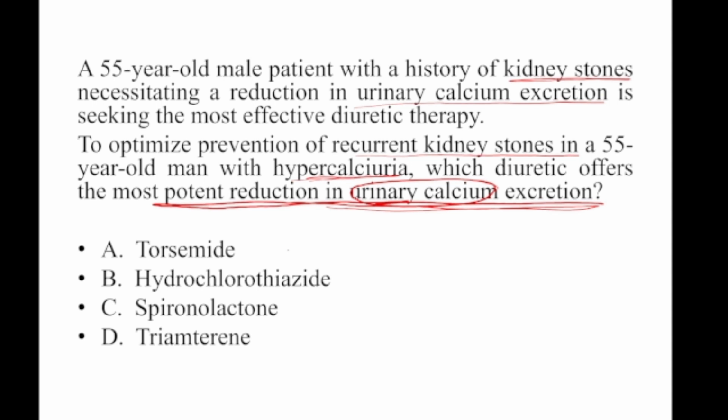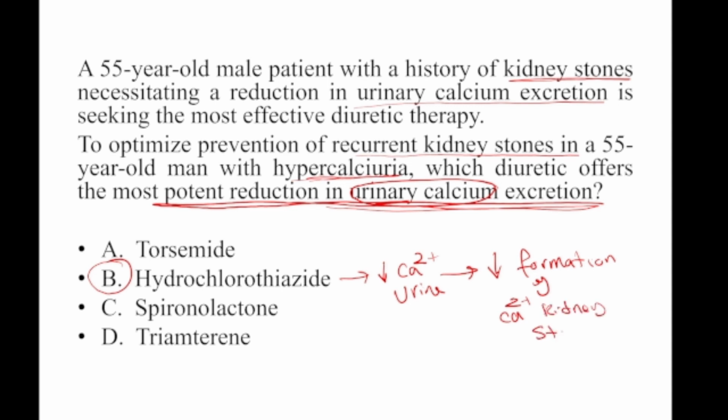Okay. What about furosemide, hydrochlorothiazide, spironolactone, or triamterene? If you choose hydrochlorothiazide, you are correct. Hydrochlorothiazide decreases excretion of calcium in urine, and for this reason, this will lead to decreased formation of calcium kidney stone.